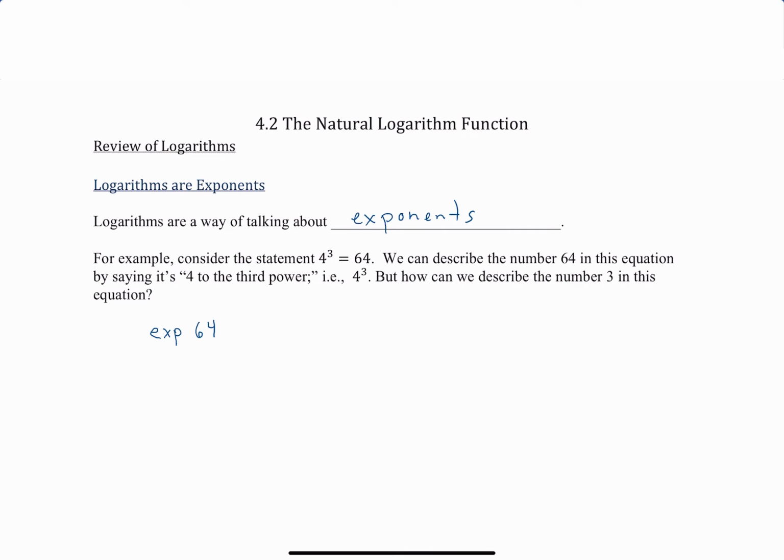Oh, but that's not quite enough information. What exponent would I use to get 64? Well, yeah, 4 cubed is 64, but 8 squared is 64. So am I talking about the exponent 3 or the exponent 2? Well, I have to specify the base. So let's put a little subscript for the base there. And then this would be a way of saying that the exponent you'd put on 4 to get 64 is 3.